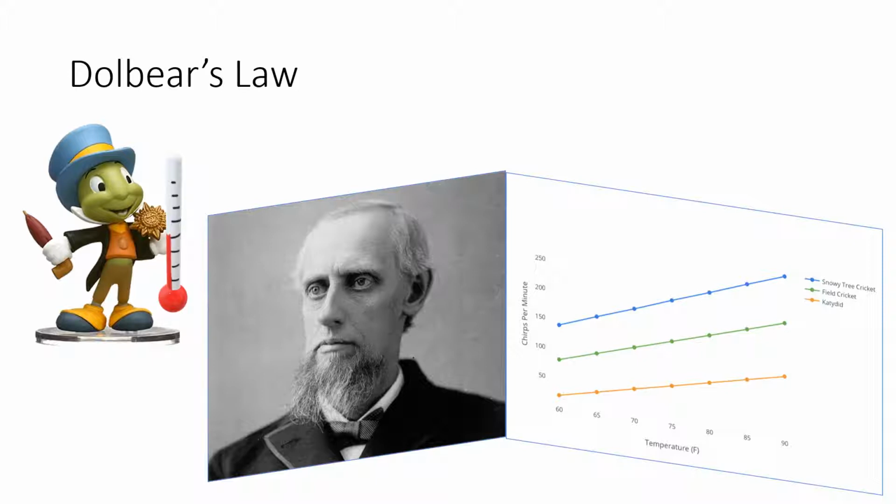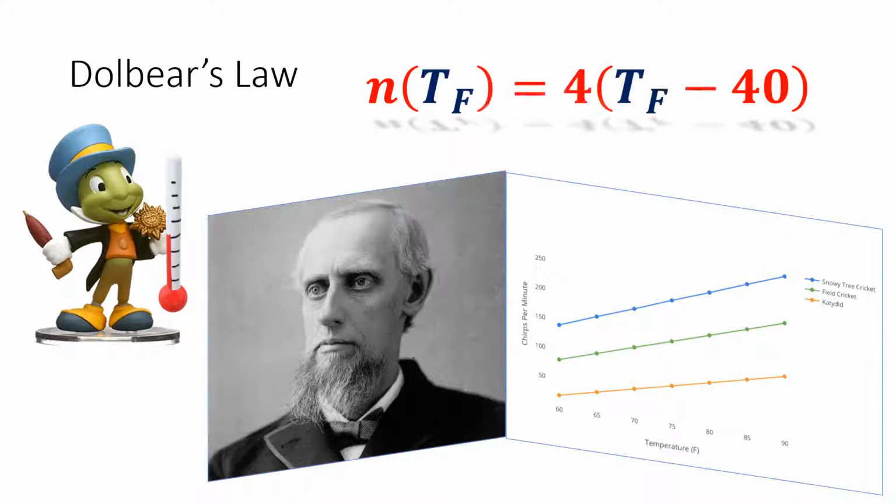For the field cricket, which is the cricket we're most familiar with, this relationship is what's shown on the screen here. So the number of chirps per minute as a function of the temperature in degrees Fahrenheit is equal to 4 times the temperature minus 40. In other words, if I take the temperature in degrees Fahrenheit, subtract 40, and multiply that by 4, I should get the number of chirps per minute.